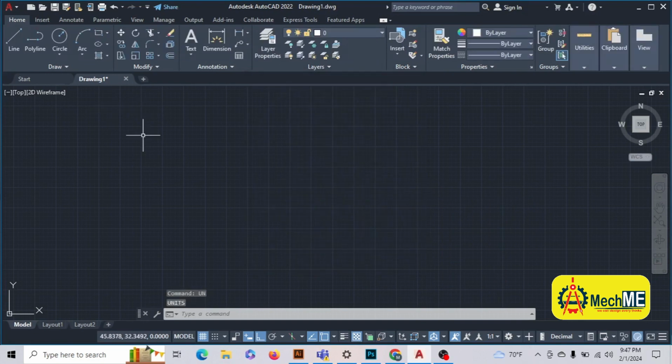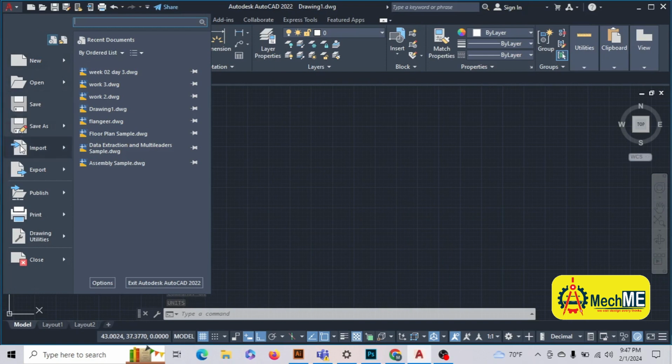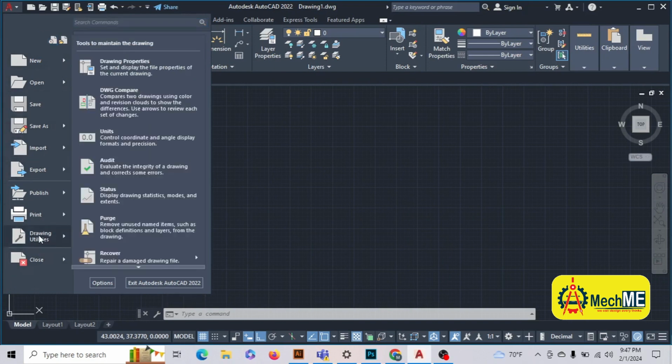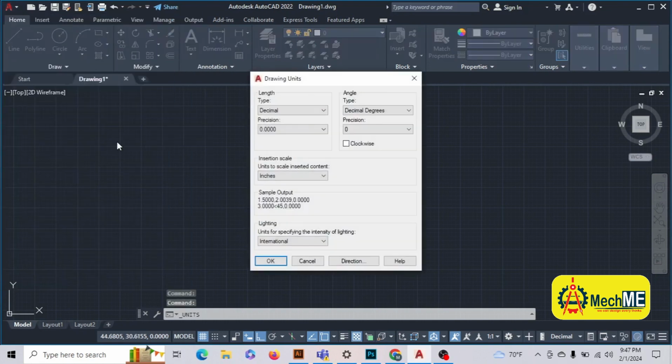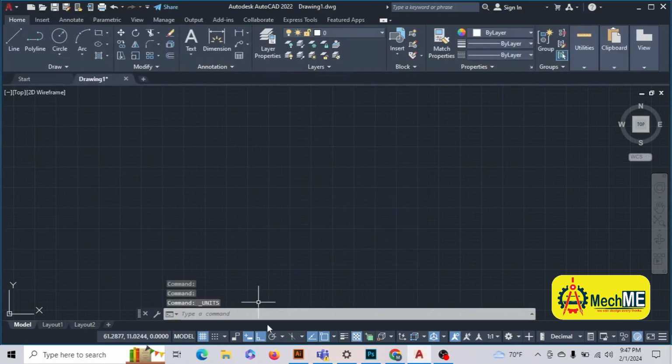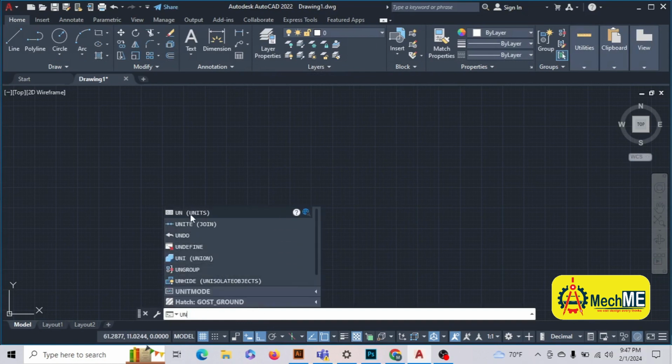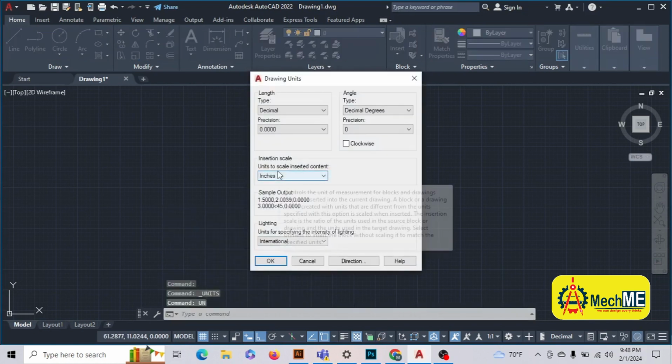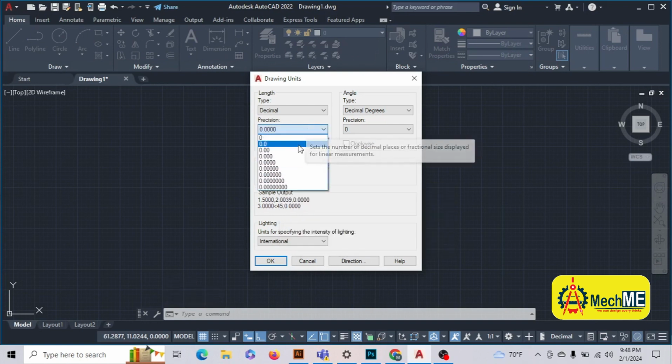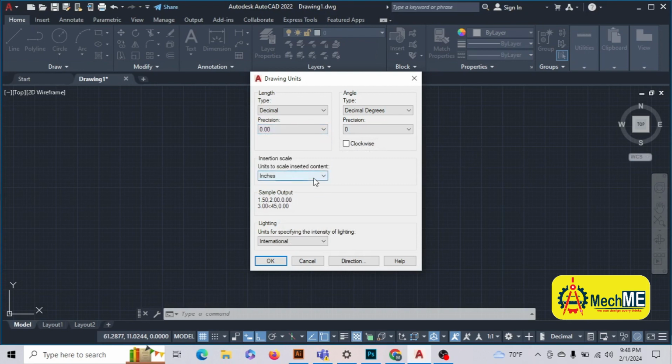and this icon and drawing utilities, the units, and our option is UN, the units. Okay, the three is also same. Okay, the position is okay.